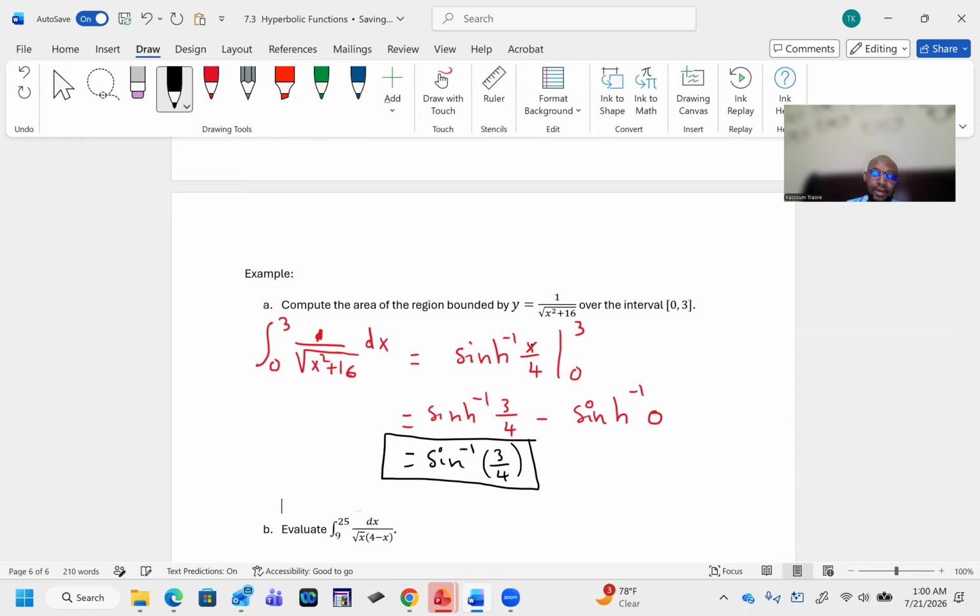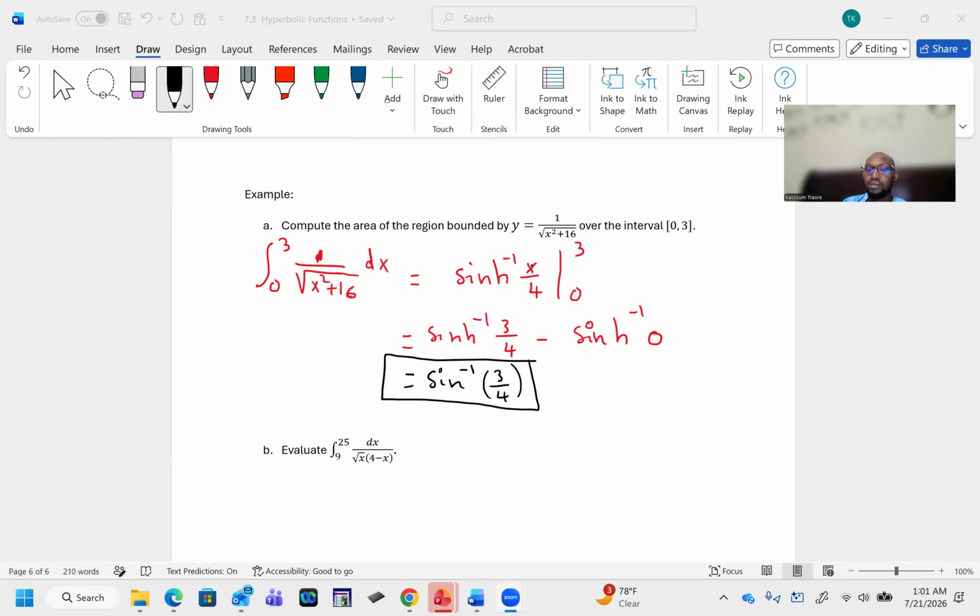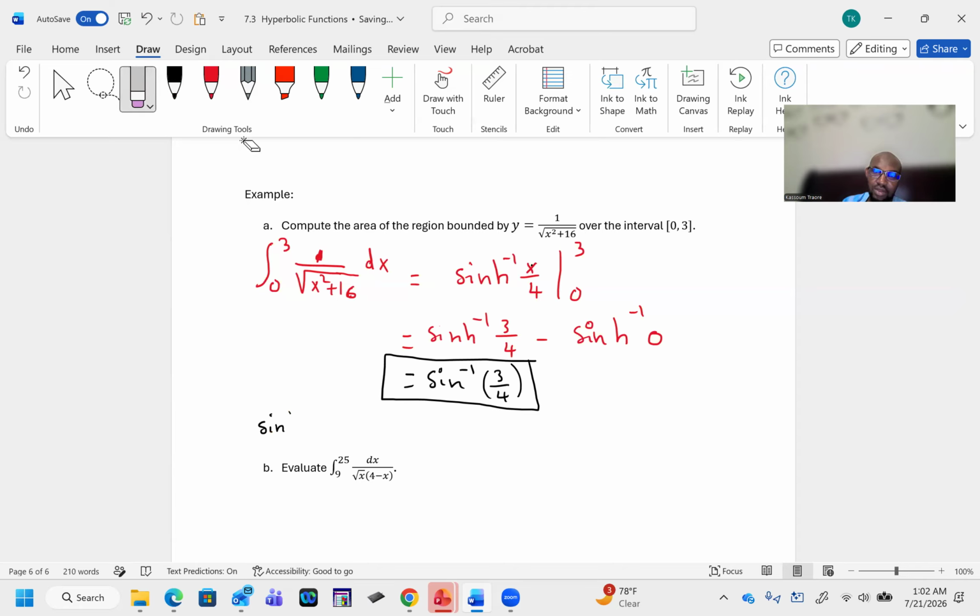Again, you can evaluate this one using your calculator to approximate, or you can use the inverse hyperbolic sine of x to find the exact value as well. So we can do that even if we are not asked. We can see inverse sine hyperbolic. Okay, I always forget about the h.